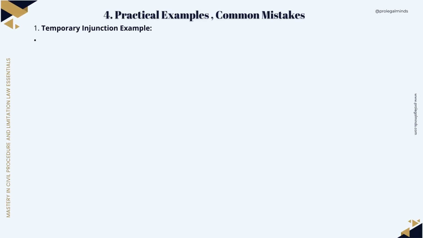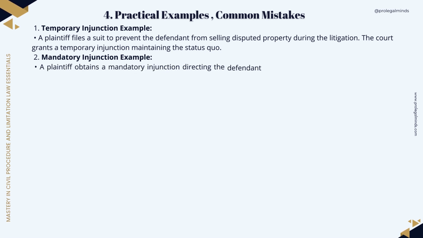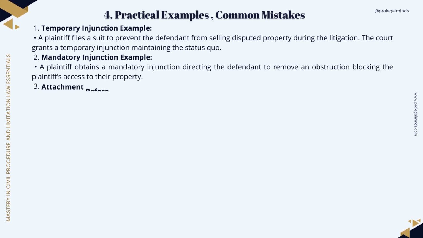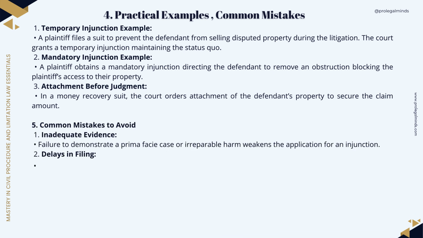Practical examples. Let's illustrate these concepts. 1. Temporary injunction, preventing the sale of disputed property during litigation. 2. Mandatory injunction, directing a party to remove an obstruction blocking access to a property. 3. Attachment before judgment, securing a defendant's property in a money recovery suit to ensure the decree can be enforced.